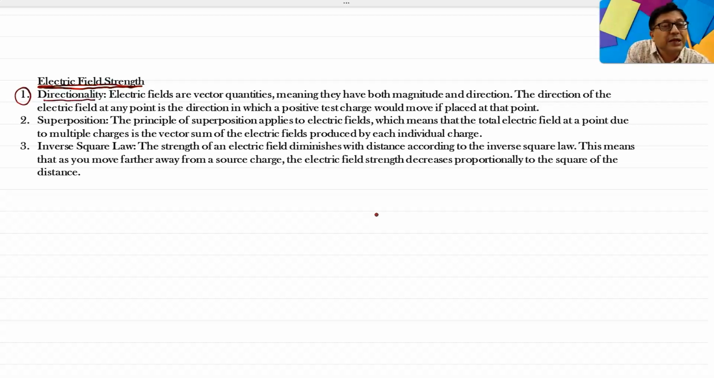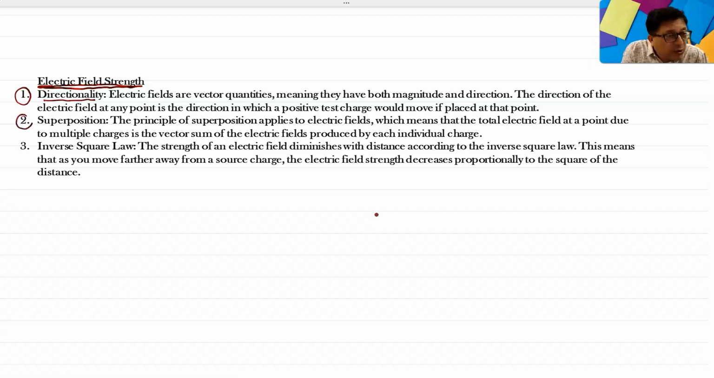Directionality. What is that? Electric fields are vector quantities, meaning they have both magnitude and direction. The direction of the electric field at any point is the direction in which a positive test charge would move if placed at that point. But in the previous example, we have seen the action of a negative charge. The negative charge will experience force opposite to the electric field.